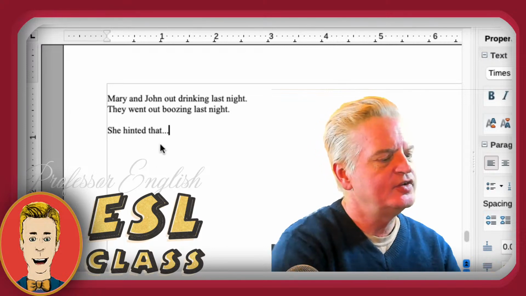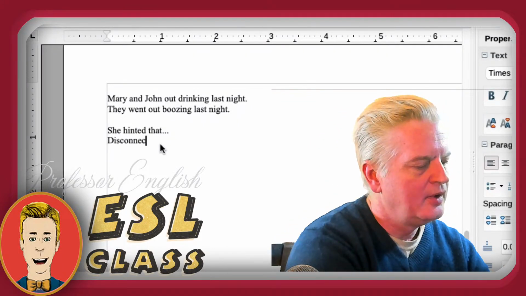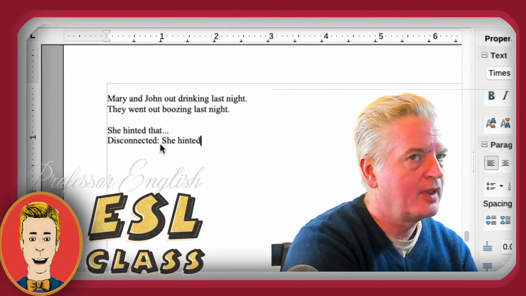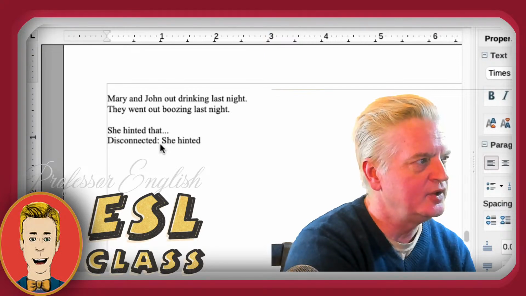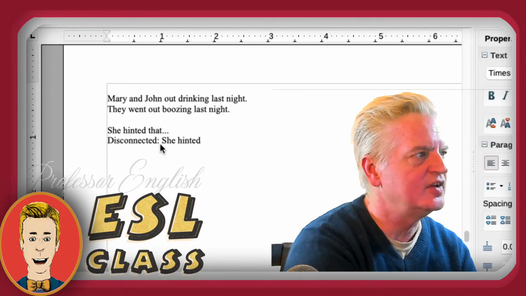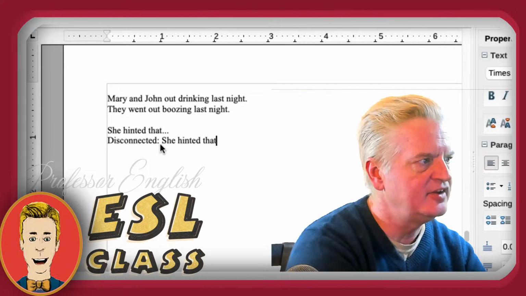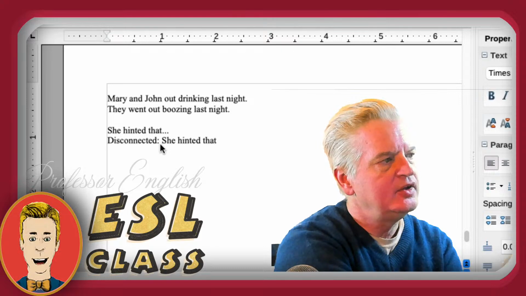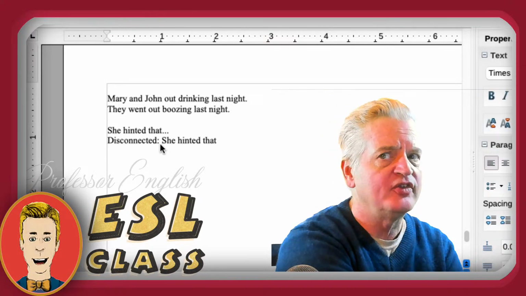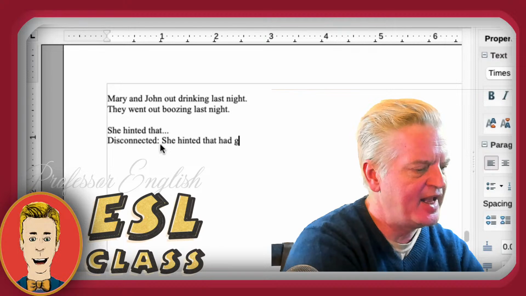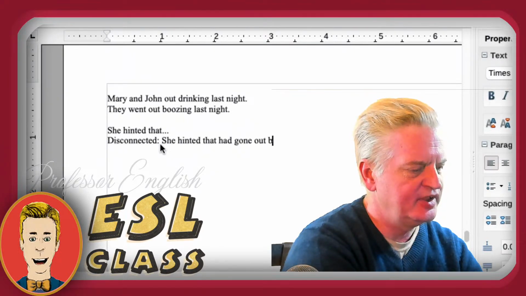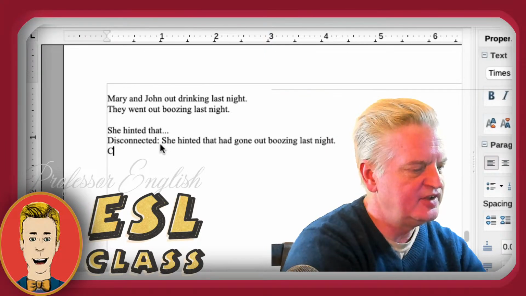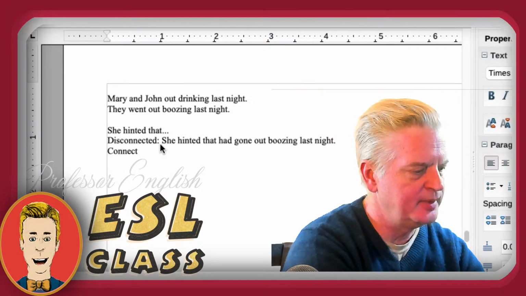So let's first do the disconnected way. If you're learning reported speech from a book, how would they usually tell you to change this to reported speech? She hinted that. This is the past: they went out. You change the past to past perfect. They had gone out boozing last night. Okay, that's disconnected. I'll remind you what that means in a minute, and then we'll do connected.